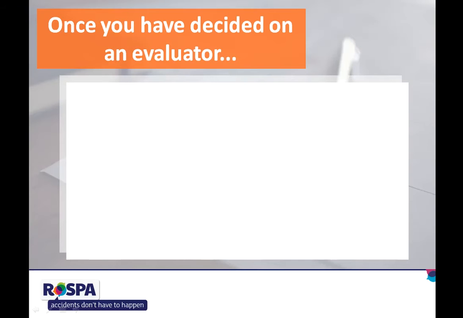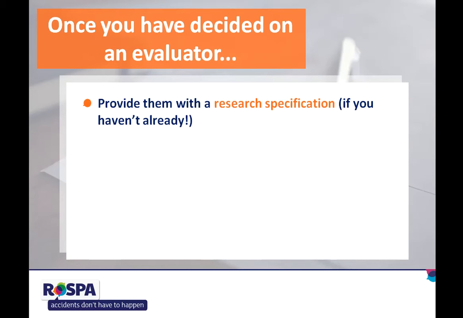Once you have decided which evaluator you would like to hire, the next stage is to provide them with a research specification if you have not done so already. This might sound daunting, but it is likely that you have all of the information needed to produce the specification already, although it might not all be in one place.